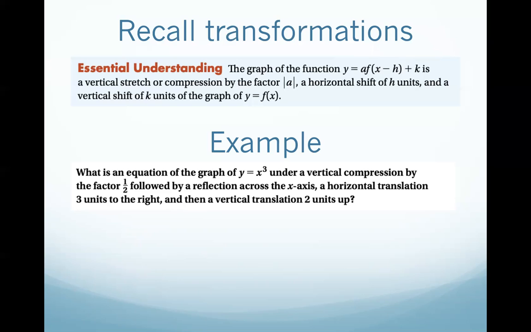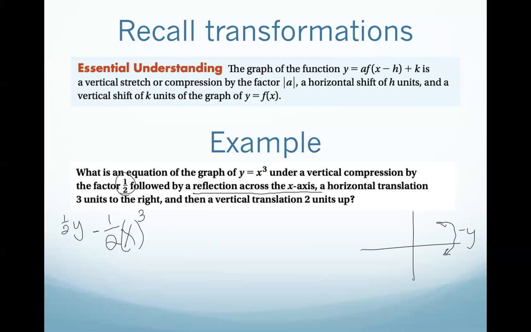What is an equation of the graph of x cubed? So we're going to start with x cubed. Vertical compression by 1/2. So I want 1/2 times the height. So that's going to be the whole function times 1/2, not within the cubed though. 1/2 times the whole thing. Okay, we want to reflect it across the x-axis. Well, if I reflect it across the x-axis, I'm making the y value negative. So that's going to be a negative in front of everything.